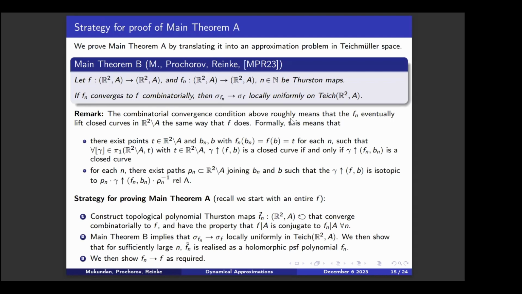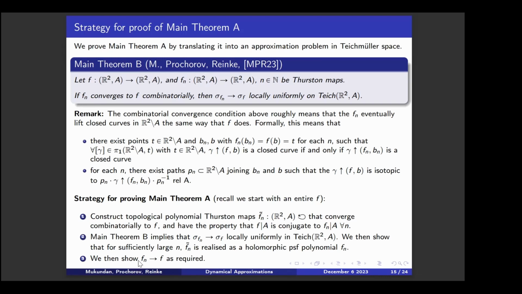for all n. Once you do that, you use main theorem B, which implies that sigma Fn converges to sigma F locally uniformly in diagonal space. So if you have combinatorial convergence, then you have this. And you also show, using the fact that F is an entire function, that all the Fn tildes are also realized as holomorphic PSF polynomials Fn. Since you have this locally uniform convergence of the sigma maps, if sigma F has a fixed point, then the sigma Fn's also have to have fixed points for large n. So the Fn tilde are realized as Fn. And then lastly, you show that you actually have Fn converging to F as required.